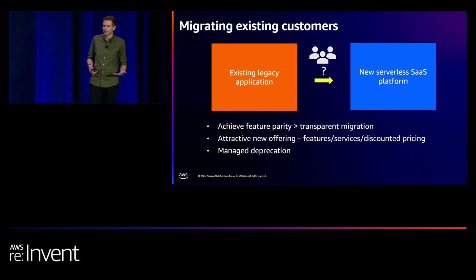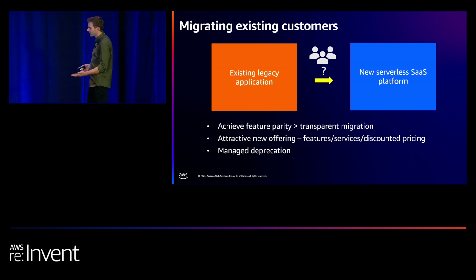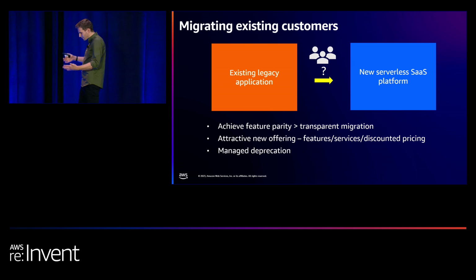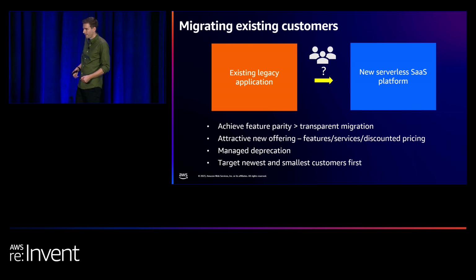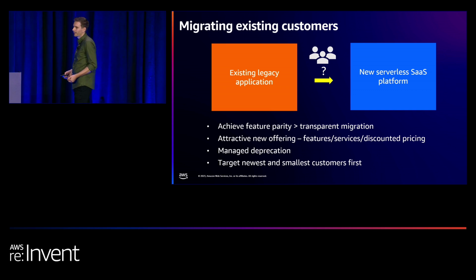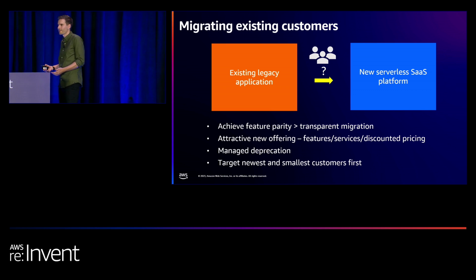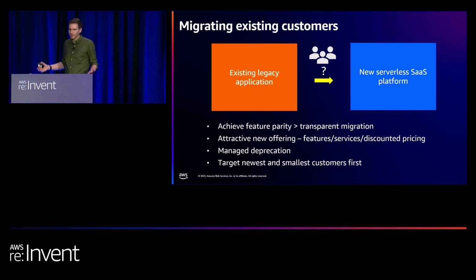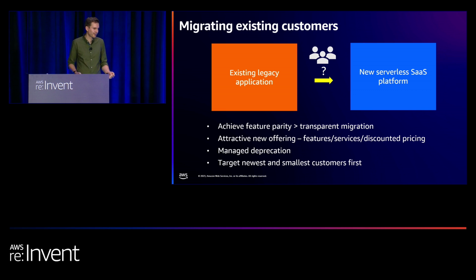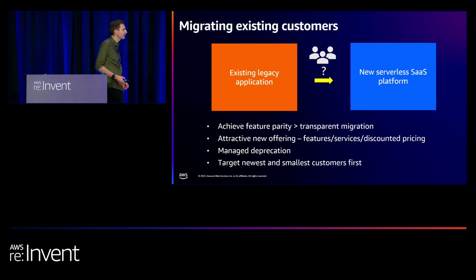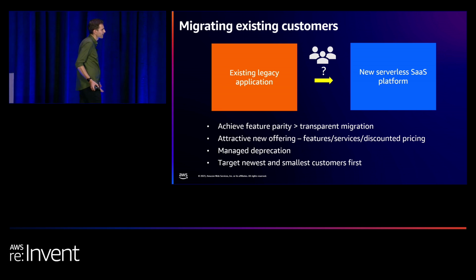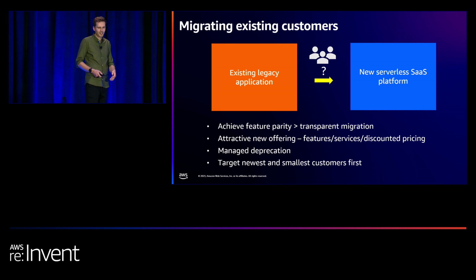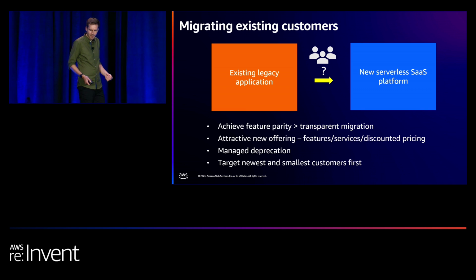Another option is to do managed deprecation, so we can just set an end-of-life date for the old solution and almost force customers to move across. We could also look to target smaller customers first because they may be easier to move. Newer customers have only just started using the system, and smaller customers may be less complex. For example, they don't have the identity provider integration we talked about before.